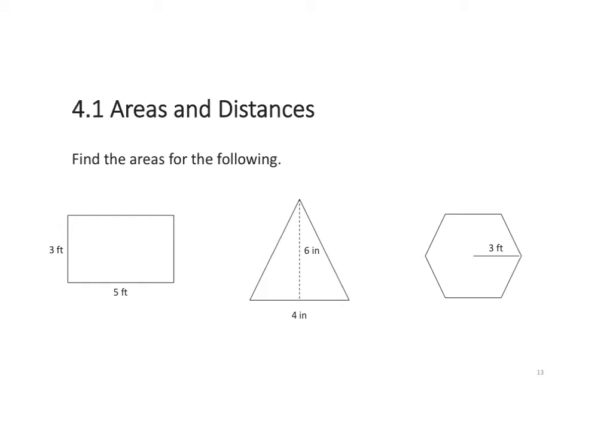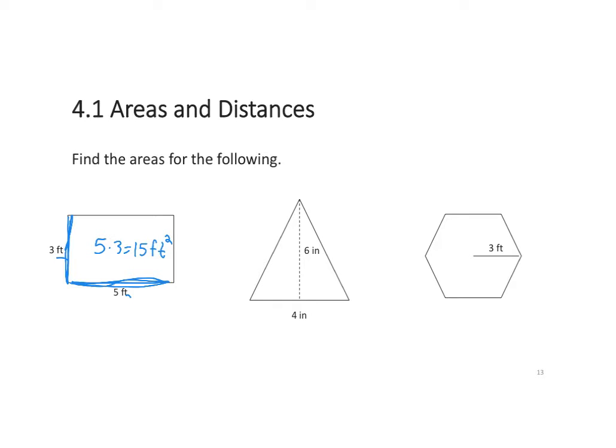Let's take a moment to remind ourselves of how to calculate certain areas. For a rectangle, it's just base times height. So this would be 5 times 3, which would be 15, and the units would be feet squared. We would multiply the feet by the feet.